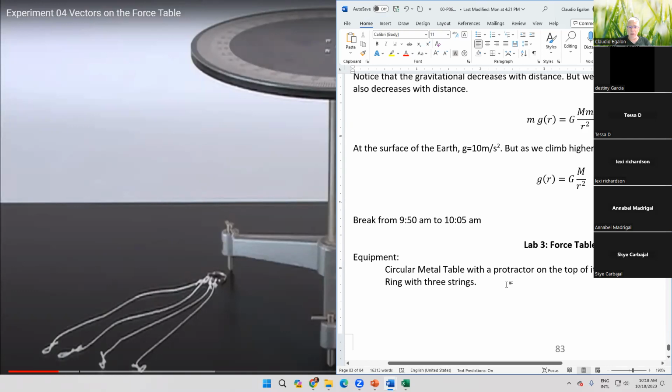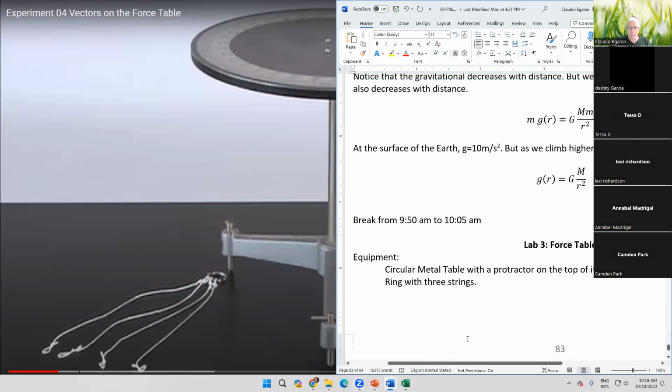And what else? I have a question. So this ring and 3 strings demonstrates gravity level? We're going to get there. Here we're just listing the equipment that we're using, and you're going to understand soon how this ring is used. Just hang in there for now.